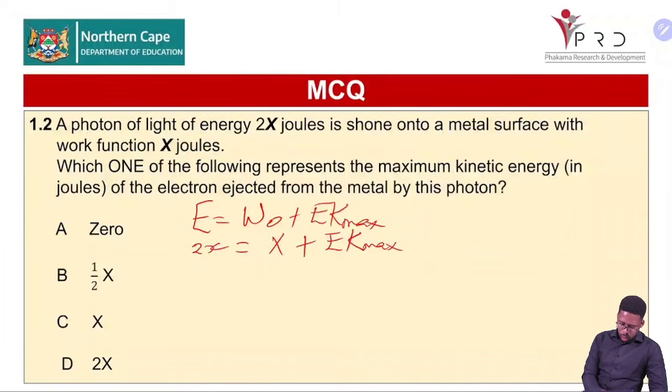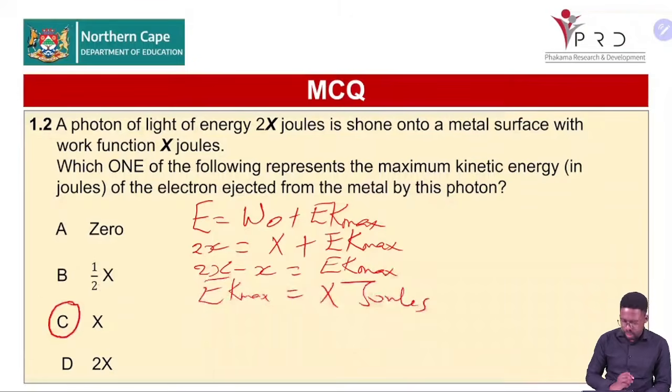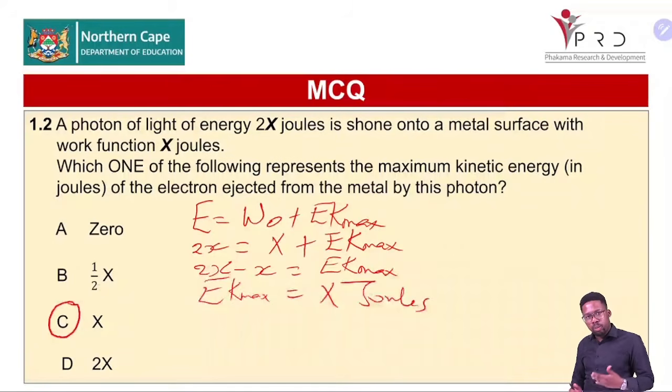When you transpose this to the other side, it will be 2x minus x is equal to EK max. Therefore, EK max is going to be x joules. Then you look for an option that is x joules, and that option will be C. You see? So it is important that we work out the content when we do a multiple choice.